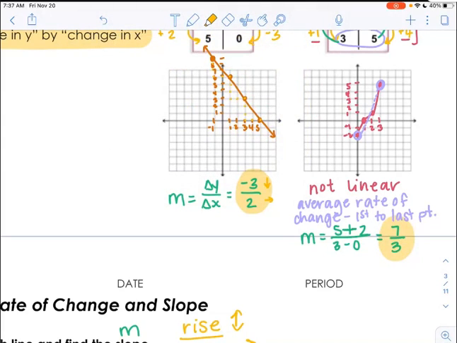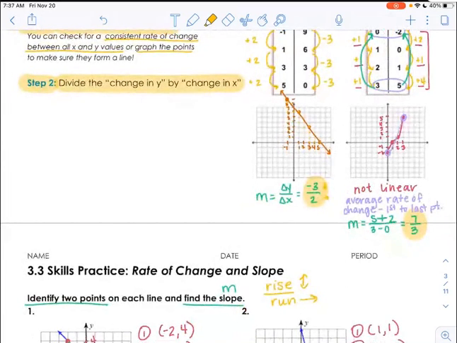That can't simplify. So if it's asking you for an average rate of change, even if it's not linear, in that case, you would just take your first point and your last point, and you would find the slope between those points. So that brings us to our practice for today.